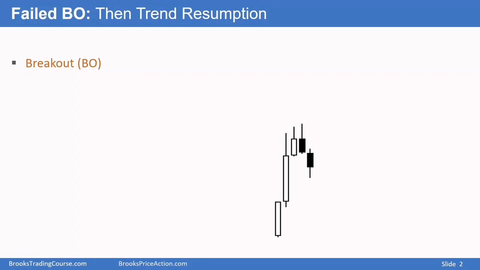Remember, a breakout is simply a trend bar. It can be 2 or 3 trend bars, it could be 10 trend bars, but a breakout is simply a trend bar. Here we have a breakout that lasted 3 bars. We have 3 consecutive bull trend bars. And then we have an attempt at a failed breakout. We have a bear bar closing on its low, and the bears are trying to end the breakout. They want the market to reverse back down.